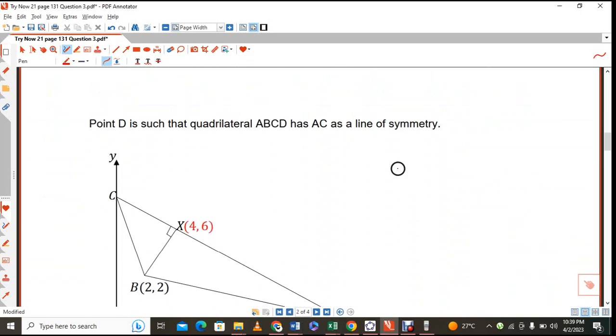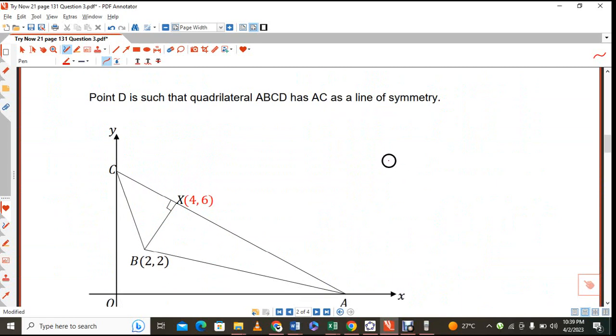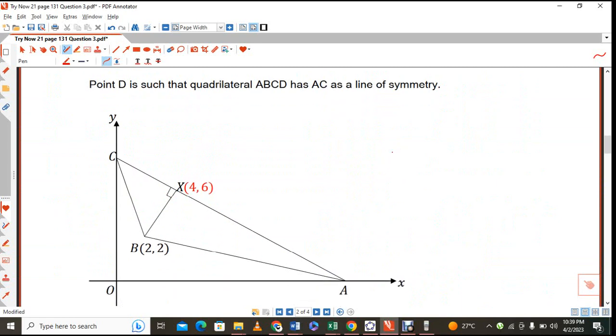Okay, the next one they are saying point D is such that quadrilateral ABCD has a line of symmetry. Now, it's very important that you understand where I'm going with this. So the distance from B to X, this distance here, will be the same distance as it would be to wherever our point D would be. Okay, so we will just say let point D be (x, y). Right, so what is this distance here? Well, you have to look at the x value.